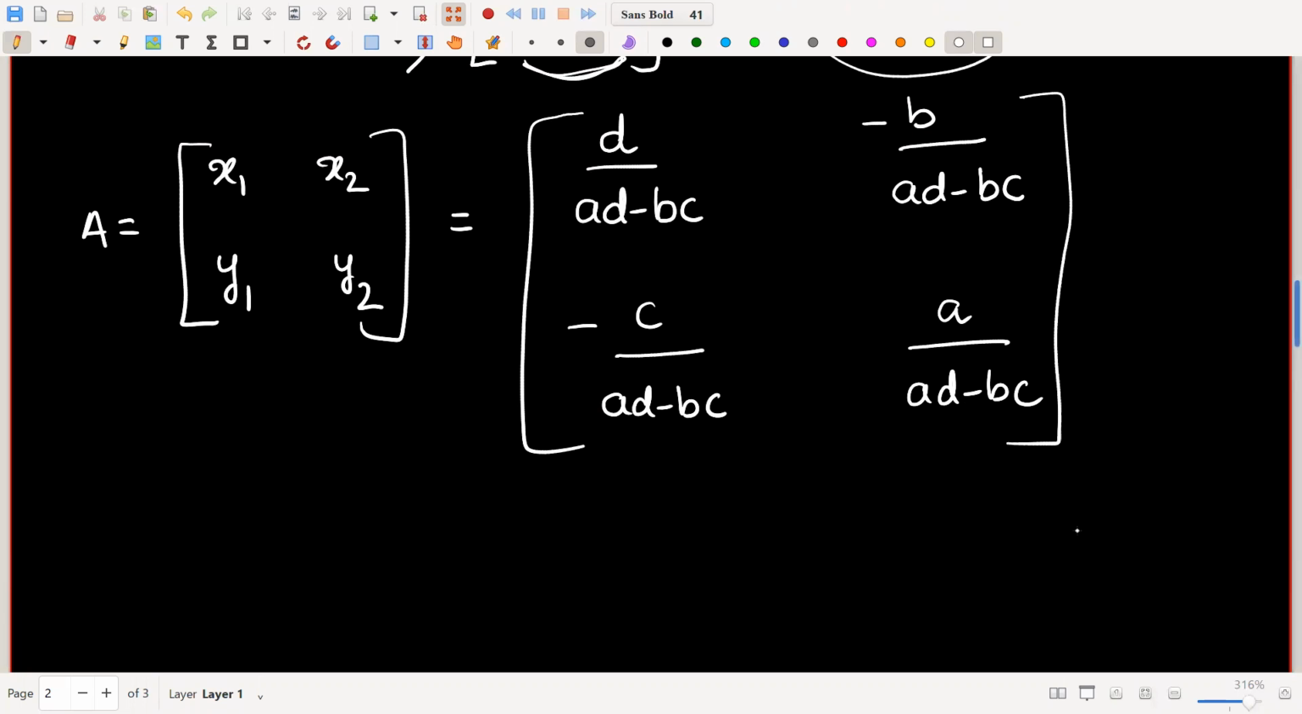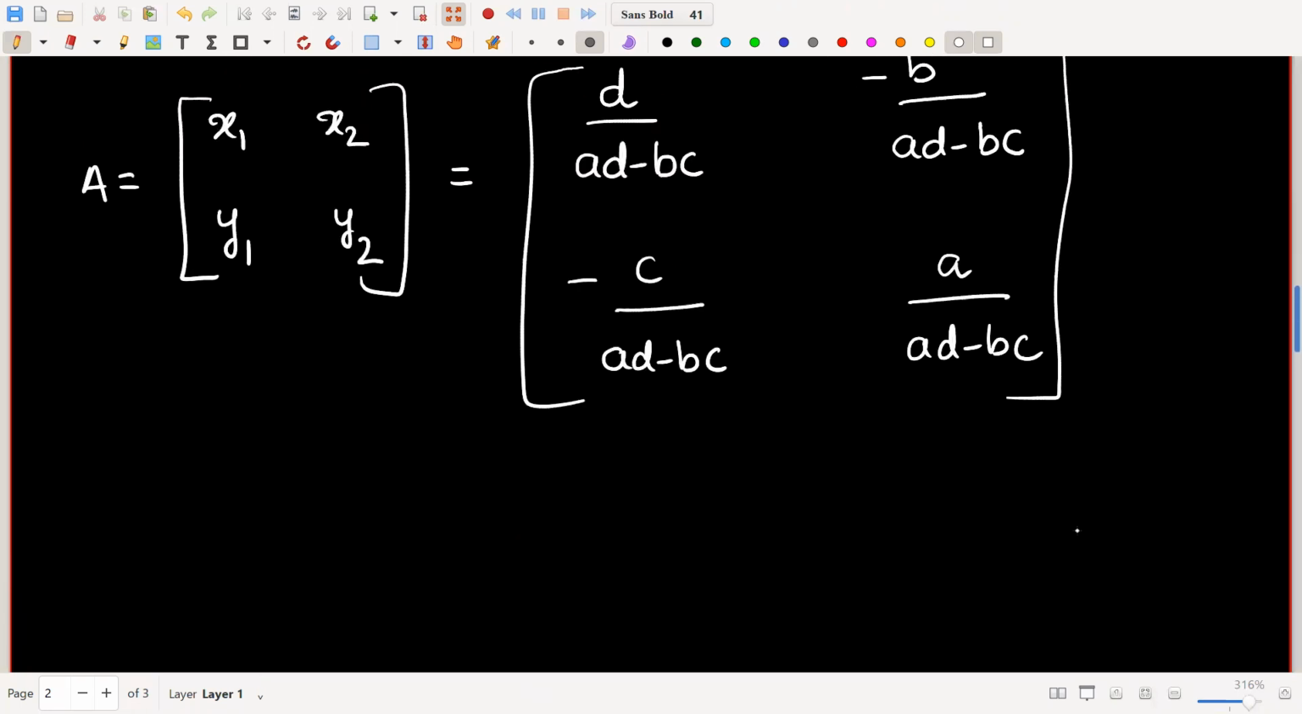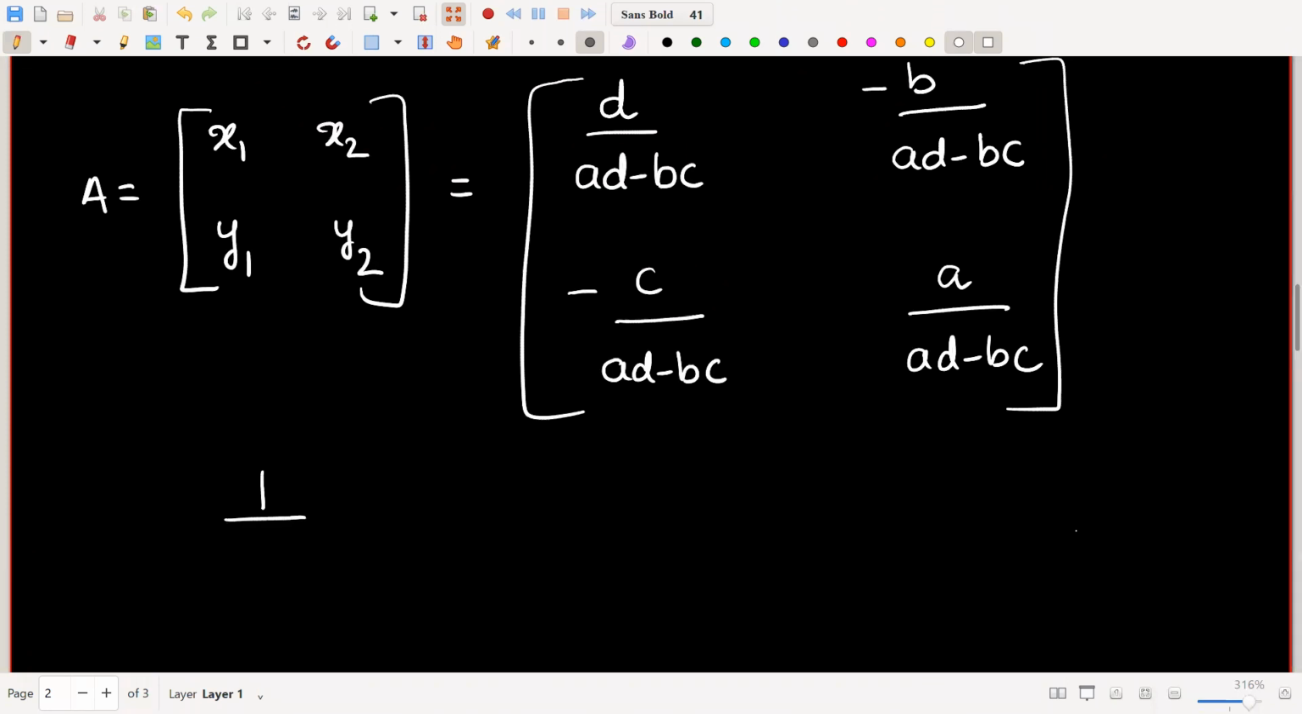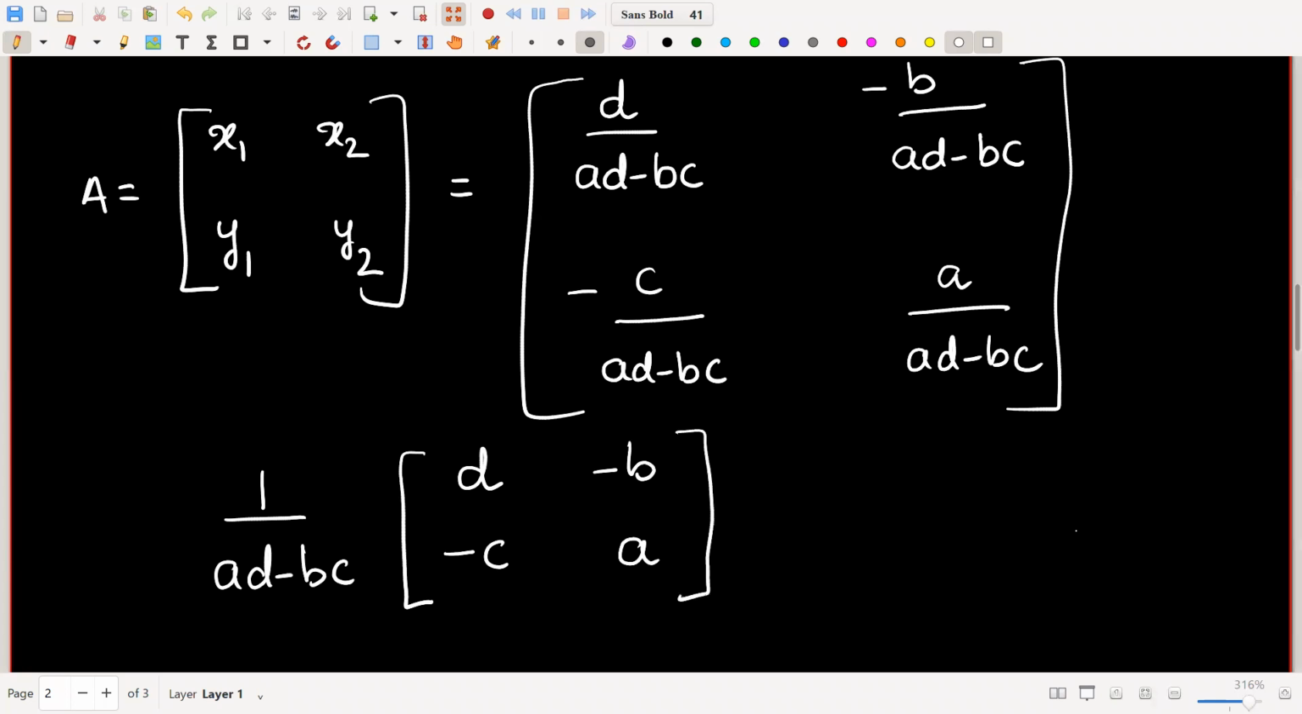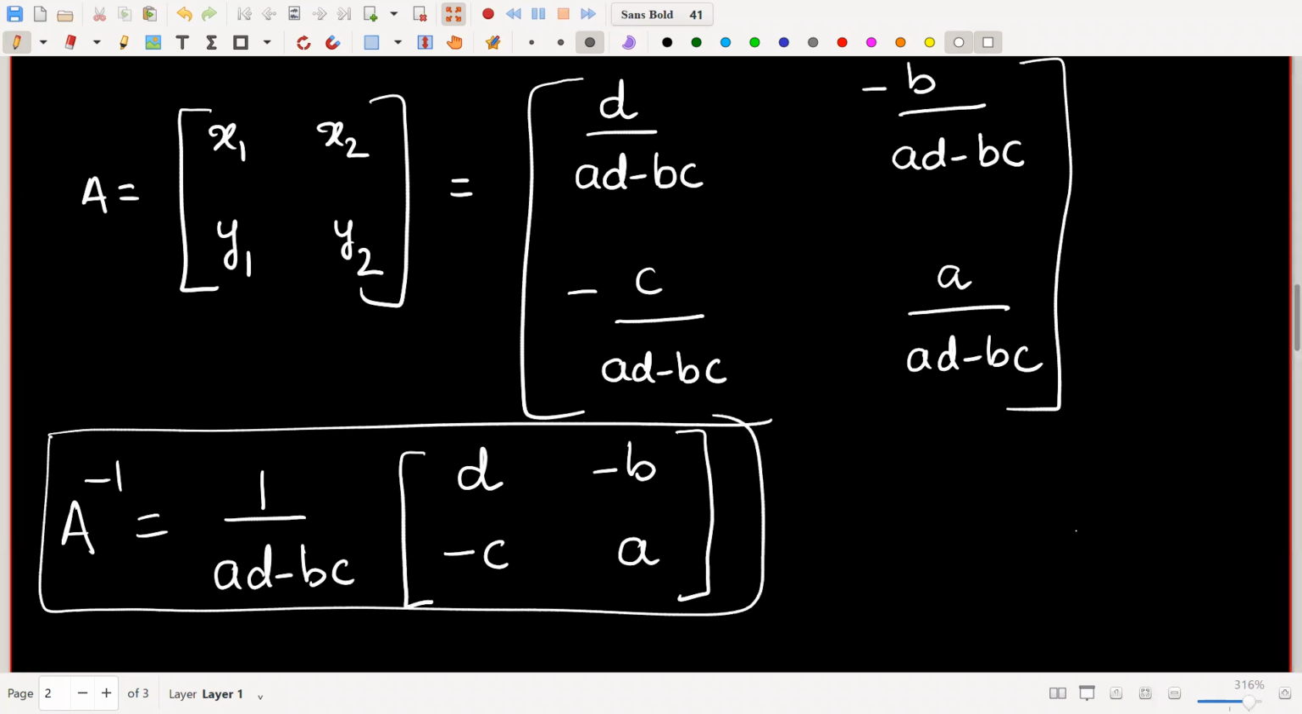You can take 1 over ad minus bc common. Then we have the actual stuff, 1 over ad minus bc common, and the elements being d, minus b, minus c, a. That's it. So this is what our A inverse is. Okay, thank you.